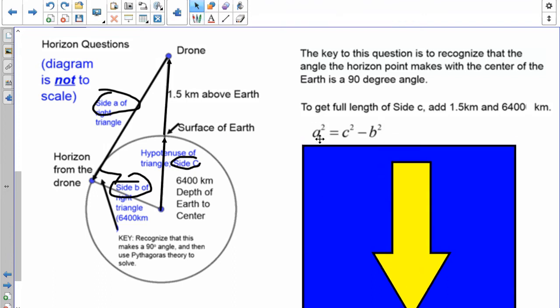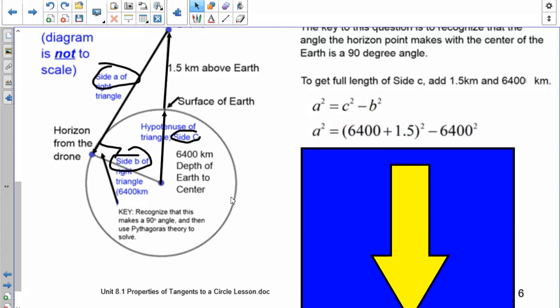If I want to find out what A is, this one here, A is equal to C squared take away B squared. If I want to find B, B squared is equal to C squared take away A squared. If I want to find out what this whole length is, then C squared is equal to A squared plus B squared. And once I have the whole length, if I'm asked to find how high off the Earth the drone is, I take this complete length that I'm given, and I just subtract 6,400 from it, and that will give me this distance right there.